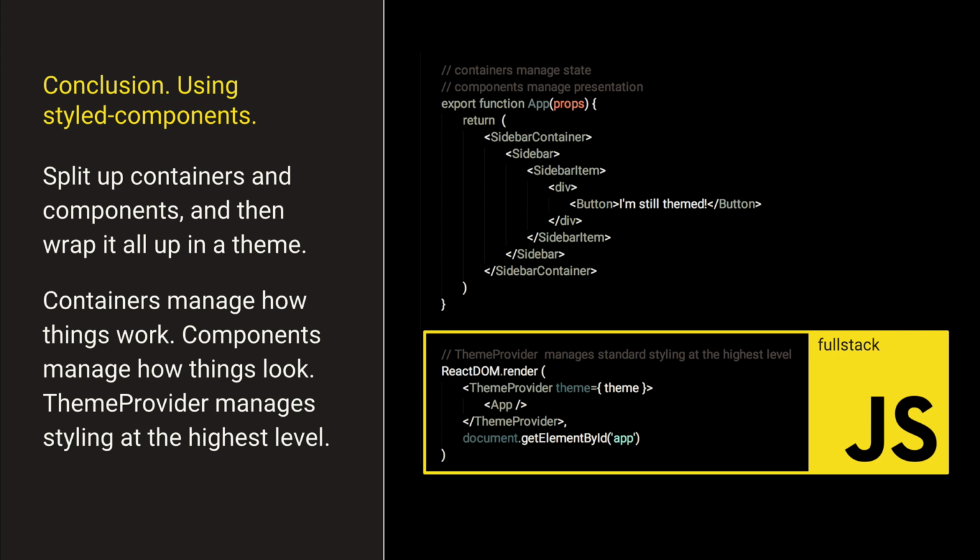I'll conclude with a final thought about a possible best practice for working with styled components. It has been pointed out to us to split up React components into containers to handle state, or how things work, and components to handle presentation, or how things look. This is a great way to think about implementing styled components, because you can basically wrap everything up in a theme to pass down styling from the highest level. And you really want to break your components down into styled components, the very smallest elements like a button.